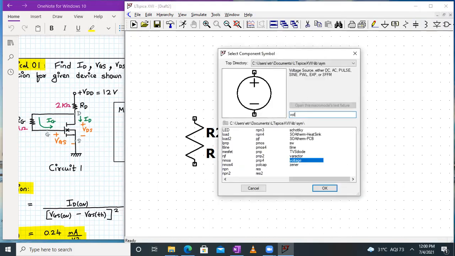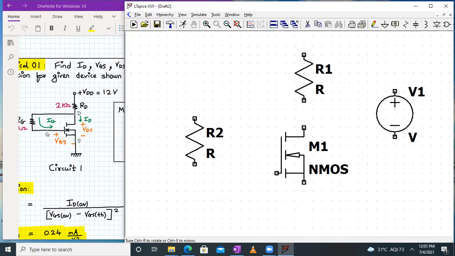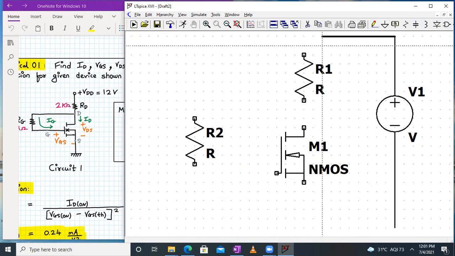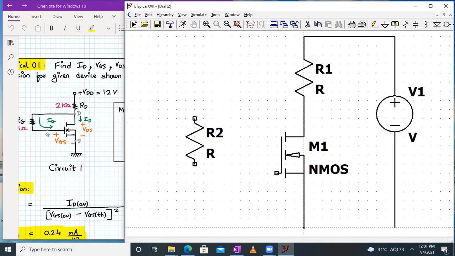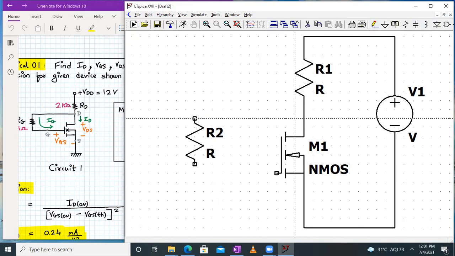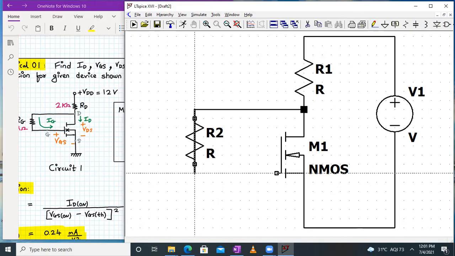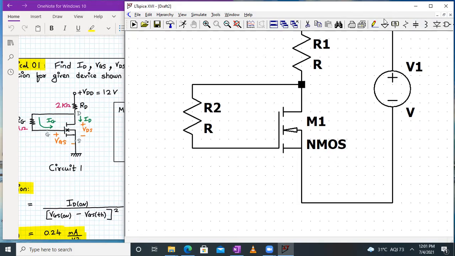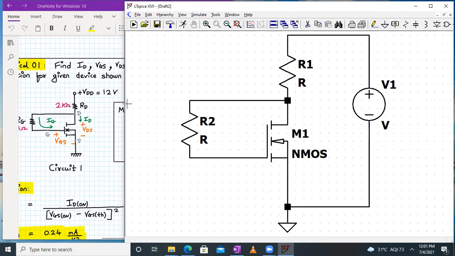We also require a voltage. So here is the voltage. We'll place it onto the screen, and now we join them together. So these are the output connections, and for the gate side connections, we will be doing it like this. Now we have to connect the ground. So we add the ground over here. So the circuit connections are complete. We have to label them properly now.